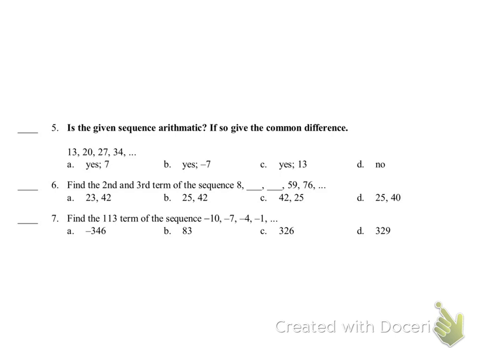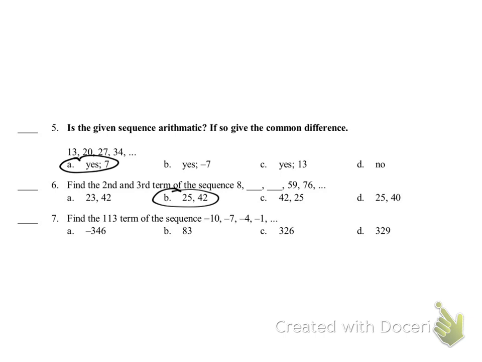Number 5, is the given sequence arithmetic? If so, what's the common difference? Yes, and the common difference is 7. Find the second and third term of the sequence. We are increasing by, not 7, no, number 6. We're increasing by 17 each time. So what would be the next one? And then, 42. Good.